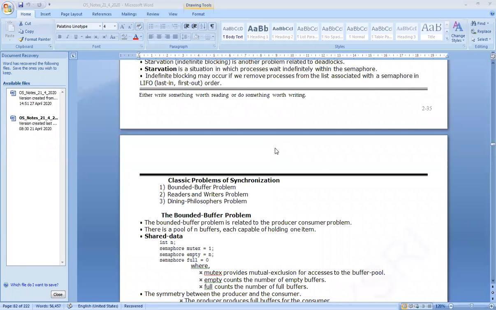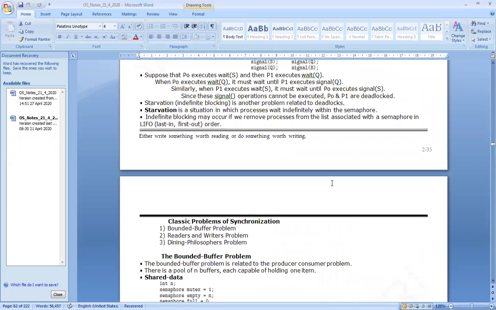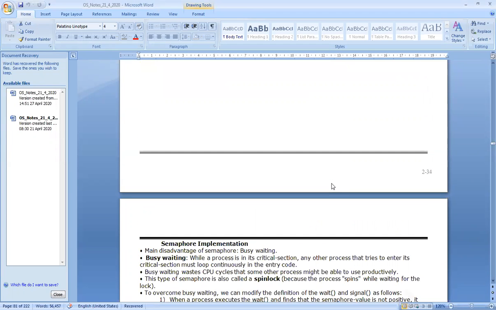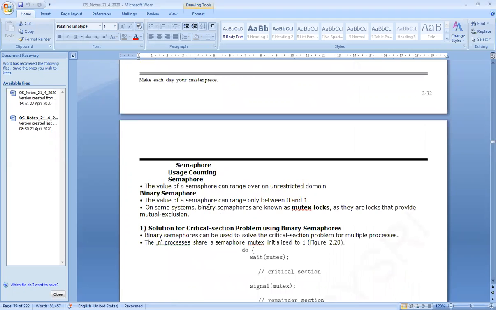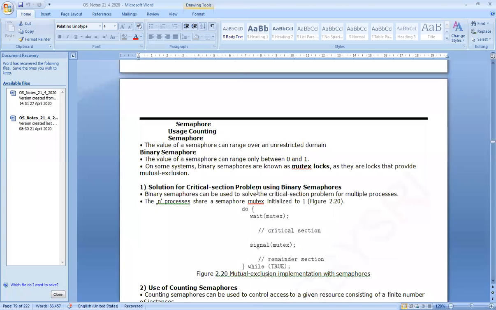So today we're going to study the classic problems of synchronization. In the last class we studied what synchronization is, what a semaphore is, and a few other topics. We understood what a semaphore is, what a binary semaphore is, and how to use mutex locks under the binary semaphore. Then we studied the critical section problem using binary semaphore.